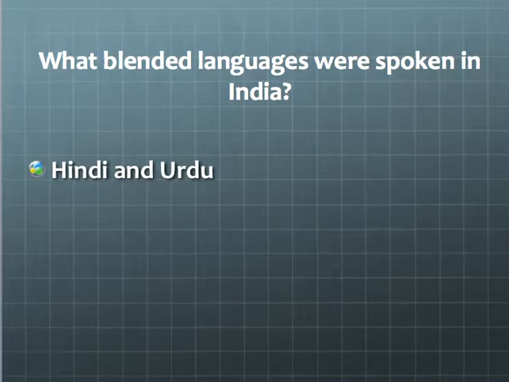What blended languages were spoken in India? Hindi, which is still a very important language in India, and Urdu, which is the official language of Pakistan.